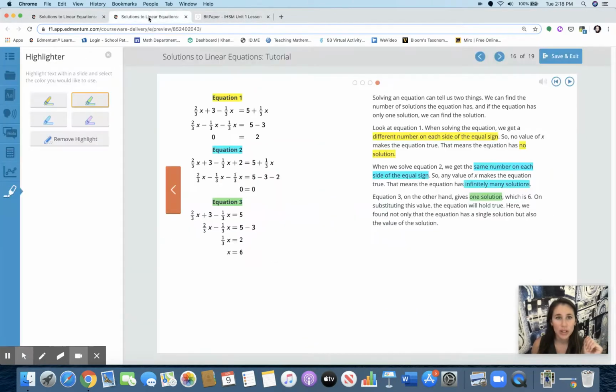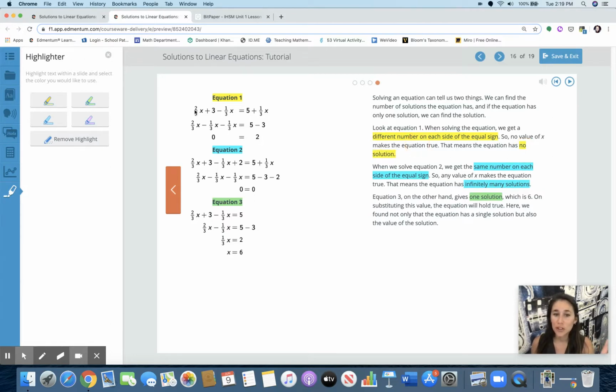This is where I'm going to go ahead and skip ahead to page 16. And sorry for skipping around. I just kind of like how they condense the information into one page, and it's really easy to read. Okay, so here we have equation 1, which represents no solution. This is what it looks like if a linear equation has no solution.